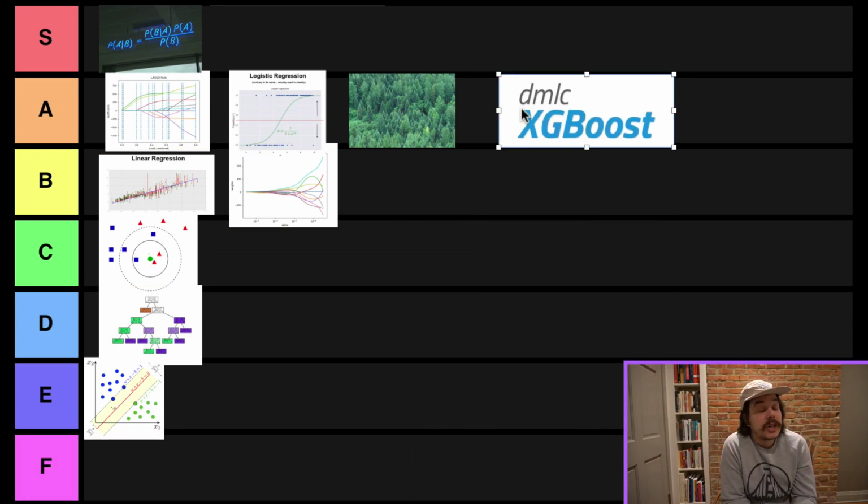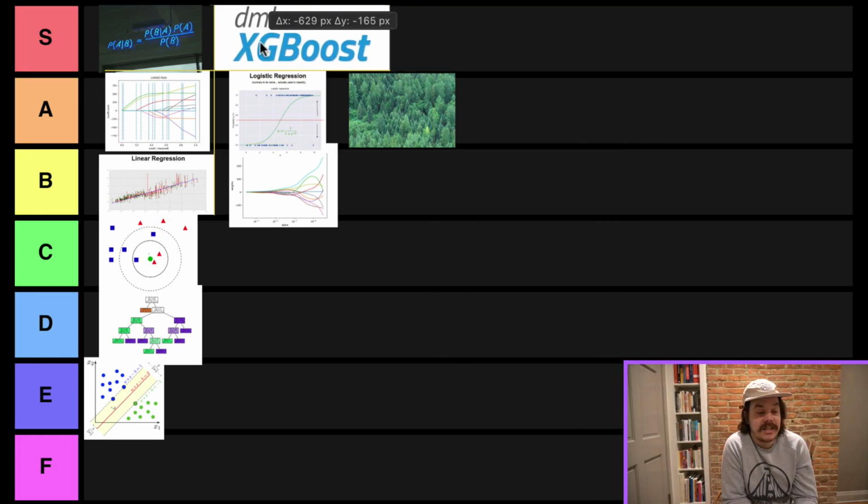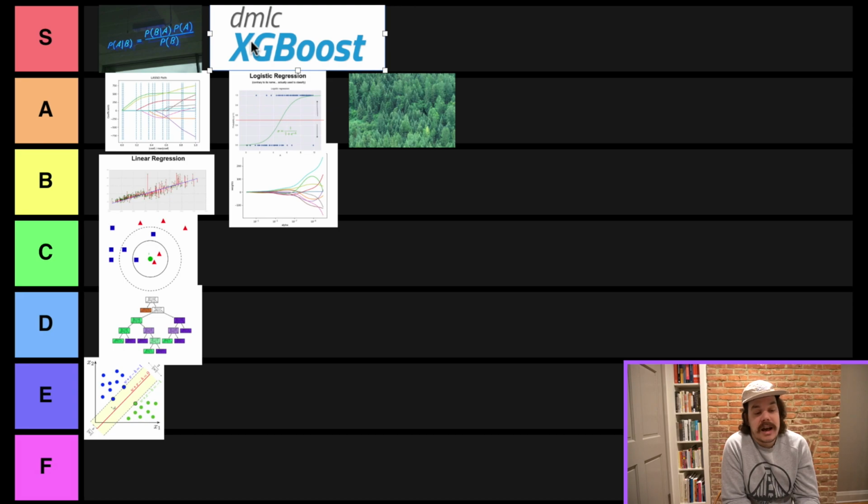What I'll say is a cousin to random forest is gradient boosting. Now I'm actually going to put gradient boosting, and in this case specifically XGBoost, in S tier. Woo! It is kind of this all-star of machine learning models. It's probably the model that's won the most Kaggle competitions. So if you're looking at just raw predictive power, XGBoost is the top of the top.